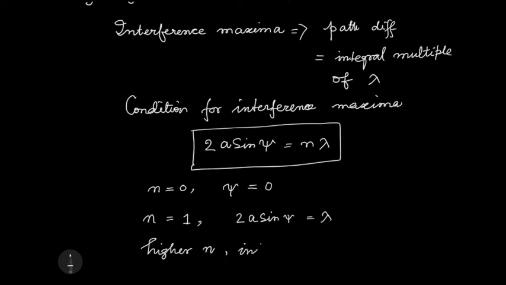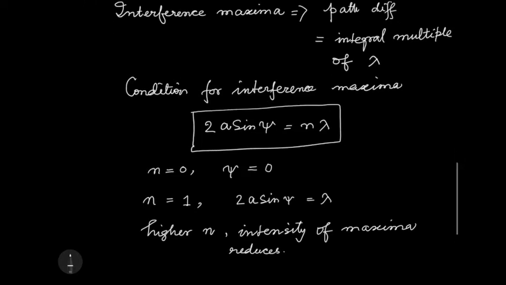Now it so happens that if I increase the orders, so higher order means higher n, the intensity of the peaks, or intensity of maxima, reduces. This happens because of something called diffraction, which you will learn in the next semester. So I will not go into much detail of it, but you can take for granted that n equals 0 is psi equals 0 and n equals 1 will give you 2a sin psi equals lambda.